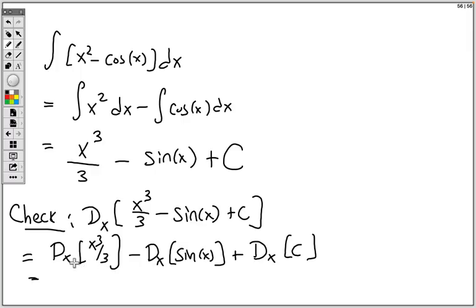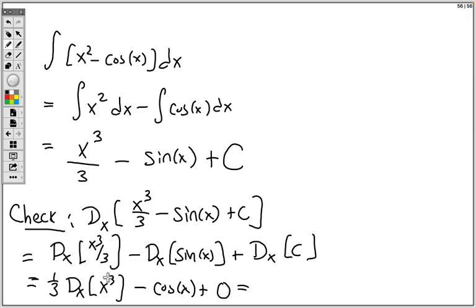The first derivative here, I've got x cubed divided by 3. Don't jump to the quotient rule just yet. Dividing by 3 is the same as multiplying by a third. And we can factor that 1/3 out front using the constant multiple rule for derivatives. The derivative of sine of x is cosine of x. The derivative of a constant is 0.